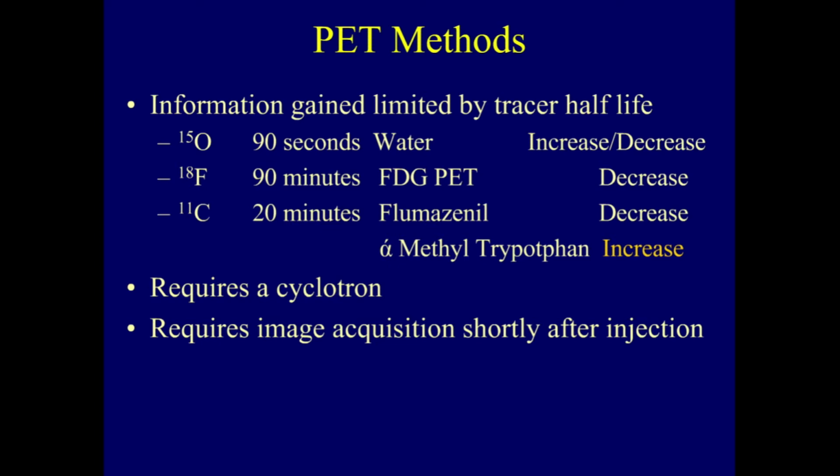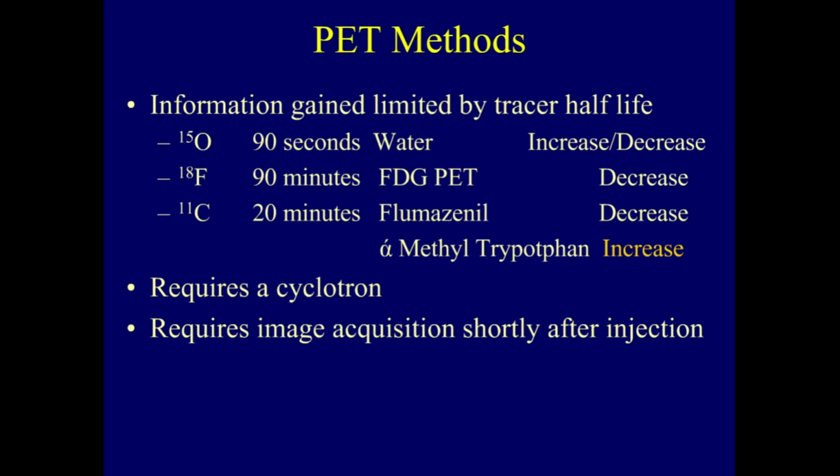The classic compound for this is FDG PET, where you're looking for a decrease in uptake, most typically, and the carbon compounds have a 20-minute half-life. Examples here are flumazenil or alpha-methyltryptophan. For flumazenil, one generally looks at a decrease in binding, and for alpha-methyltryptophan, an increase in uptake in the epileptogenic area. All of these studies require a cyclotron. Because the fluoridated compounds have a long half-life, sometimes these compounds can be flown in quantity to an off-site institution, but the others require an on-site cyclotron.